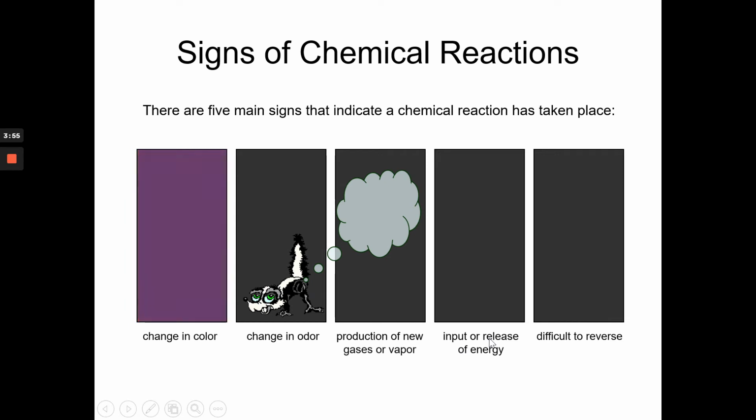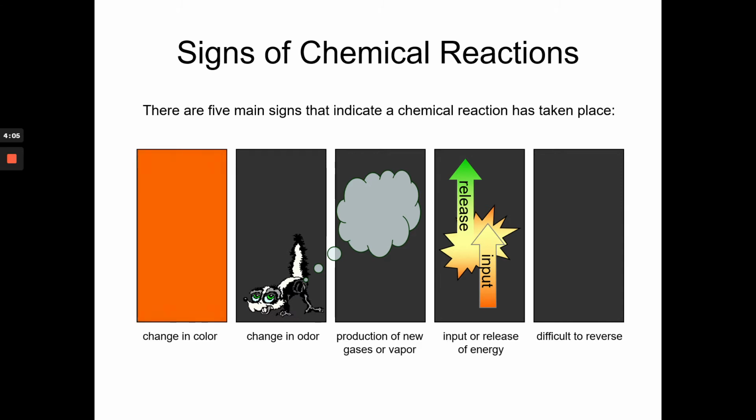Input or release of energy, what that means is when you mix stuff together, it gets either hot or it gets cold. So energy is either going to be going in or coming out. So if it's going in, it's going to be feeling cold because it's taking energy away. If it's releasing energy, it's going to be feeling hot as the system is releasing energy. Now, chemical reactions have a direction. They go only one direction, from reactants to products. So they're difficult to reverse.